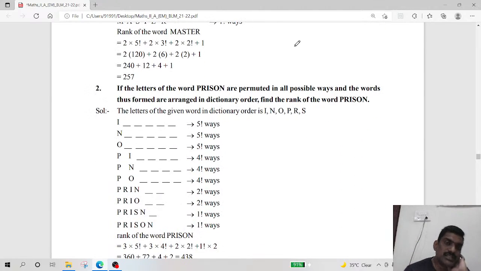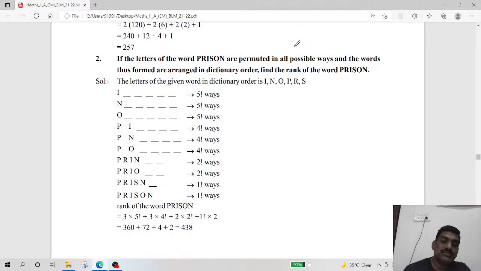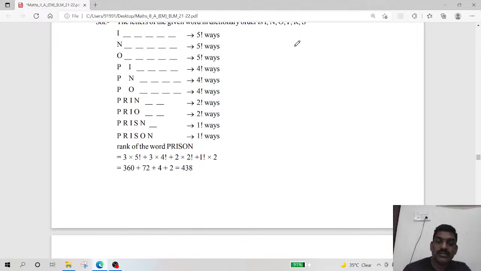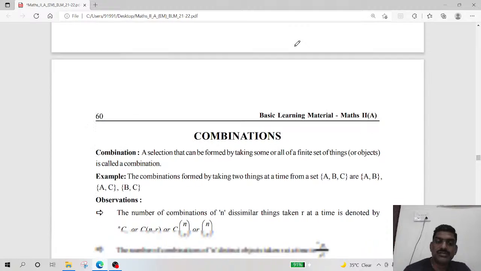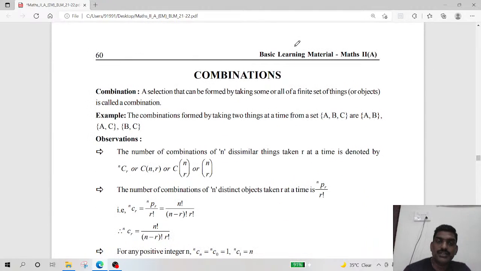Next, if the letters of the word given are permuted in all possible ways and the words thus formed are arranged in dictionary order, find the rank of the given word. Same like above. First take the letters in dictionary order and try to arrange them. Next question, that's it about permutations. Next, let us see the combinations.